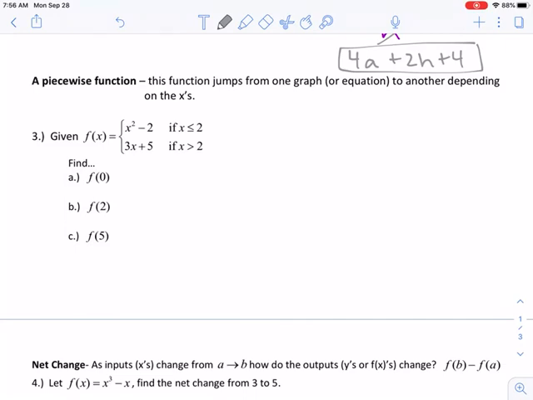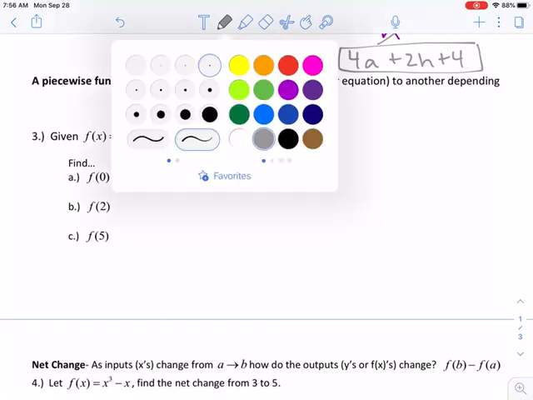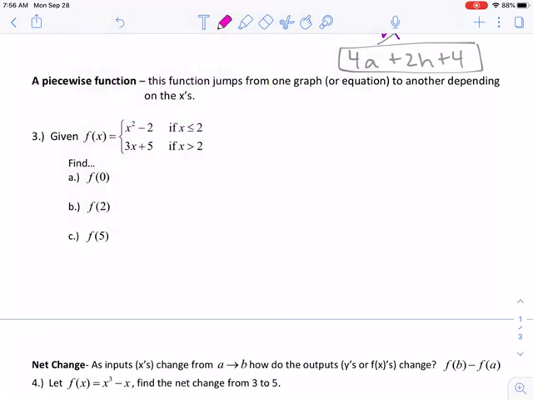If I want to find f of 0, then I'm going to be on the parabola because 0 is less than 2. I'm going to plug 0 in for my x's. 0 squared minus 2 is going to give me a negative 2.